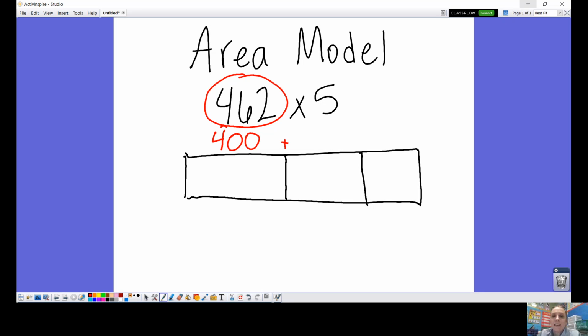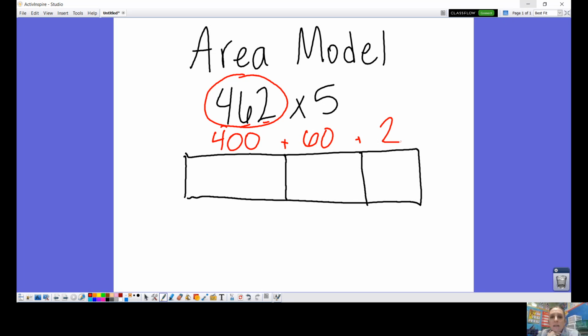Let's do our tens place. 60. 462. There's a 6 in the tens place. That 6 represents the 60 when you say 462. Put my next little plus sign. And then in the ones place, there's a 2 in the ones place. And so I know there's just 2 ones in that one. So I have used expanded form, and I've done 400 plus 60 plus 2.